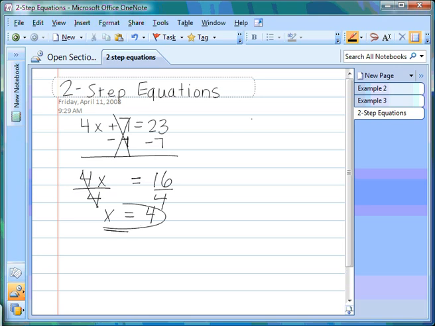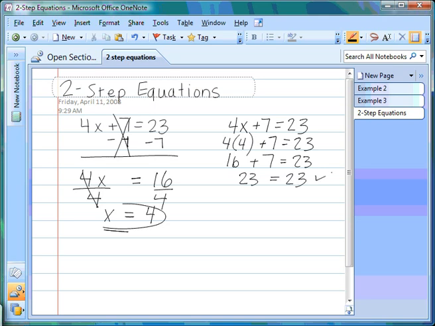Now we can test it out by putting it back into the original equation. 4x plus 7 equals 23. So 4 times 4 plus 7 equals 23. When we solve it, we multiply 4 times 4, we get 16 plus 7 equals 23. Finish solving the left side, 16 plus 7 equals 23. Bring down our equal sign and our 23, and yes, it checks out.